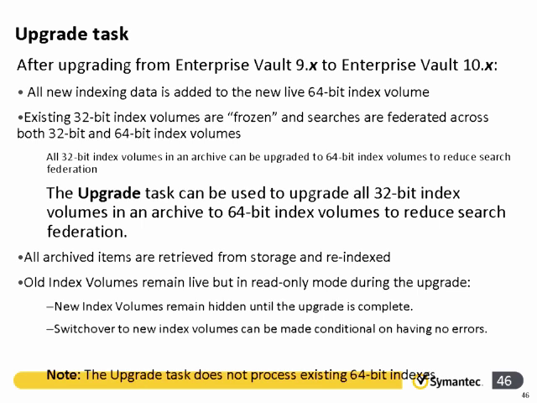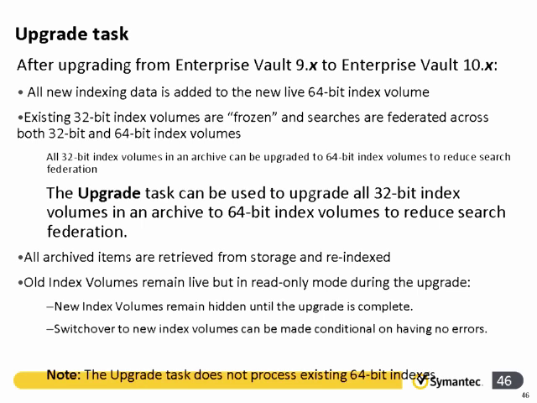I can use this upgrade task, which is part of the Manage Indexes tool, to upgrade the 32-bit index volumes into a 64-bit index if you want to minimize the search federation. When it does that, it will retrieve all the items from storage and re-index all the items. The old index volumes will remain live but be placed in read-only mode during the upgrade process. The new index volume will remain hidden until the upgrade is complete, and the switch over to the new index volume can be made conditional based on having no errors. Note that the upgrade task does not process any existing 64-bit indexes that may already be in play.